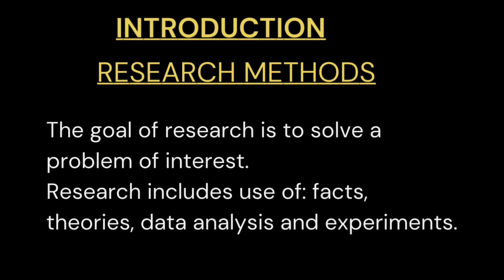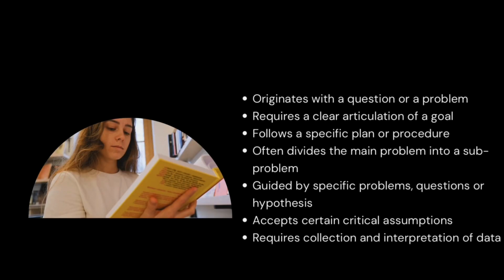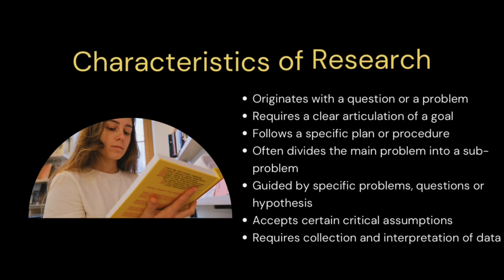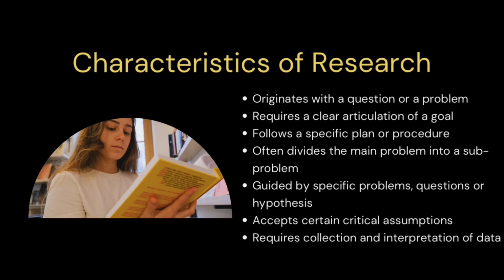Next, we're going to discuss characteristics of a research. A research originates with a question or a problem. I mean, you've got to have a query that needs to be researched. It also requires a clear articulation of a goal. Ask yourself, what are you trying to achieve at the end of your research? A research follows a specific plan or procedure. These are the steps to conducting a research. You have to have a formula, a plan, steps that you're going to use while conducting a research.